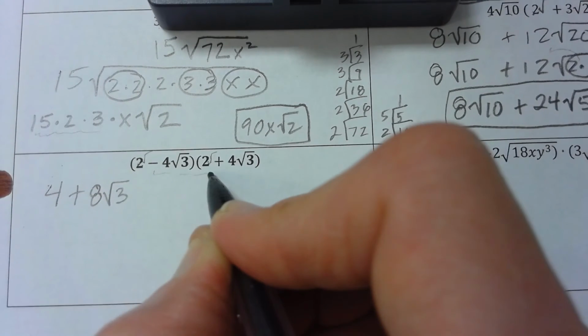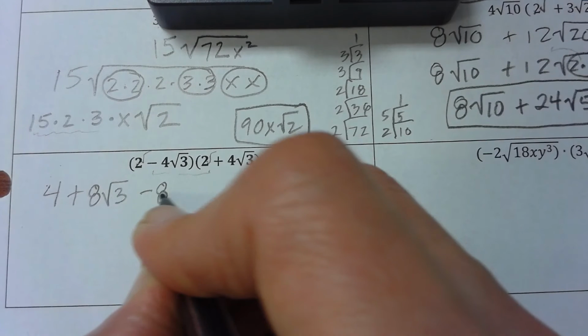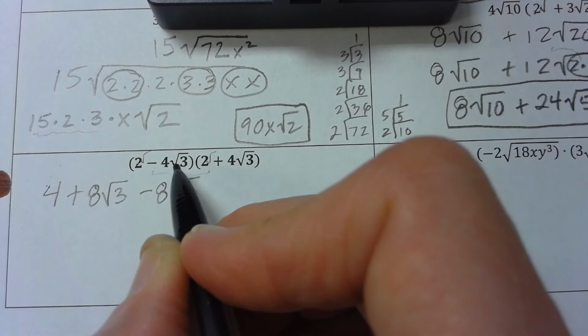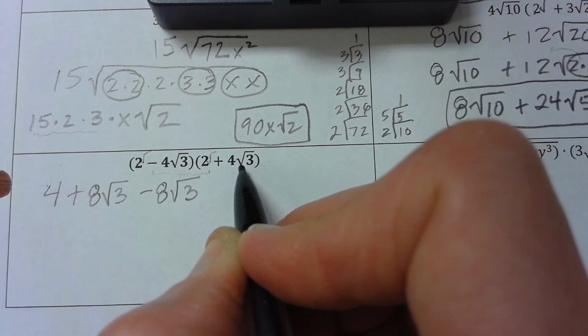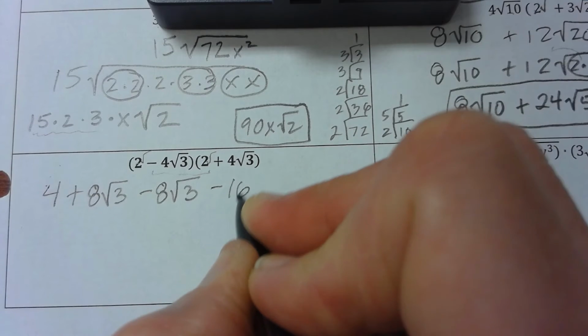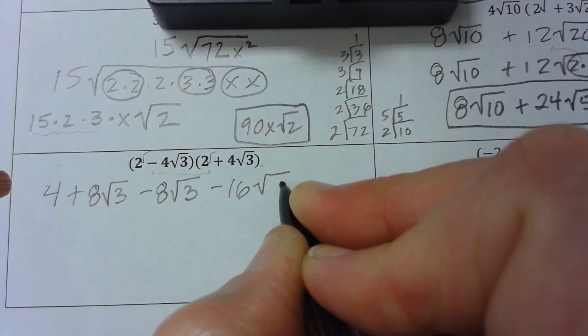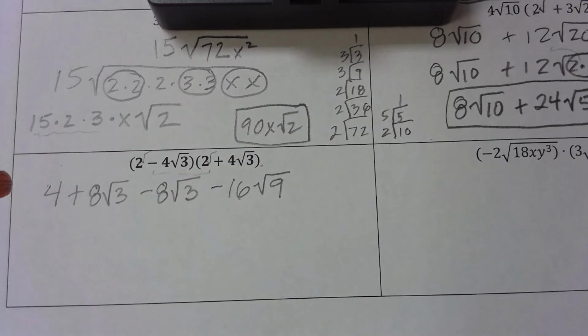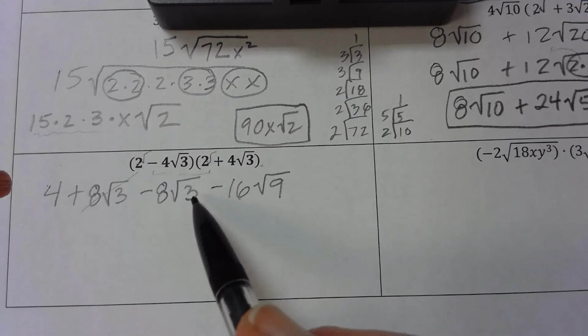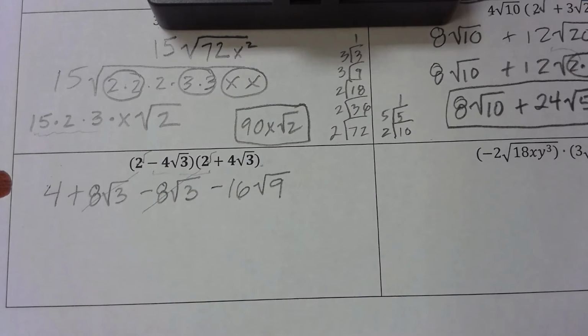For the inner, I'm going to get minus 8 square root 3. And for the last, I'll do radicand times radicand. Sorry, coefficient times coefficient, negative 4 times 4. Radicand times radicand. Okay, these will cancel each other out. Positive 8 square root 3, negative 8 square root 3. Gone.